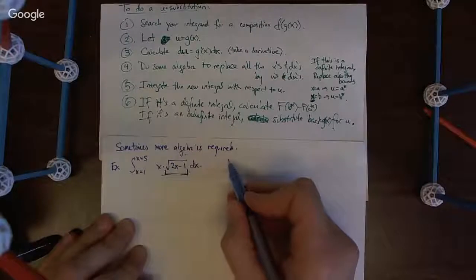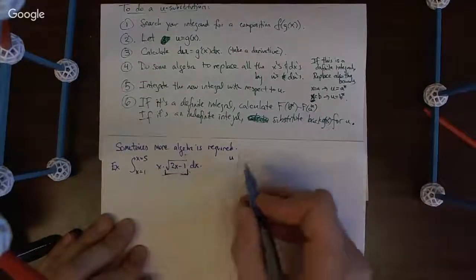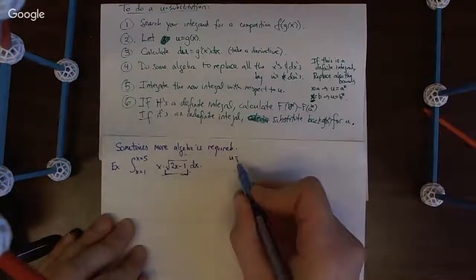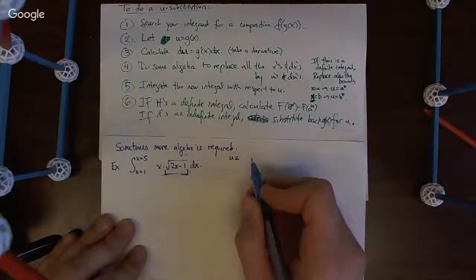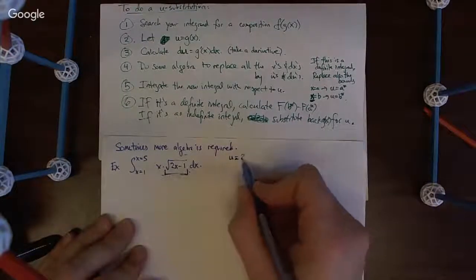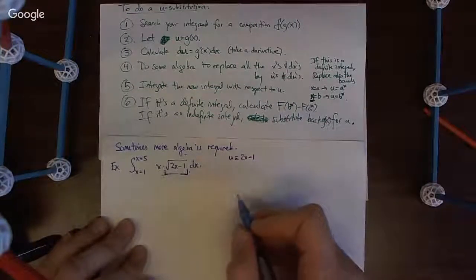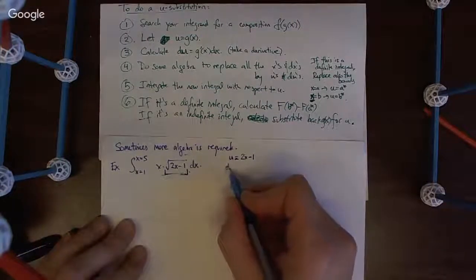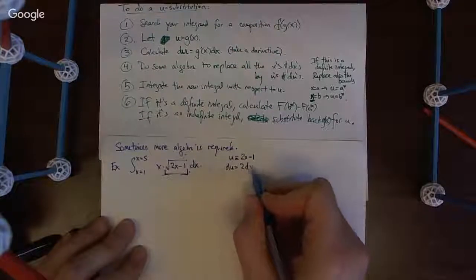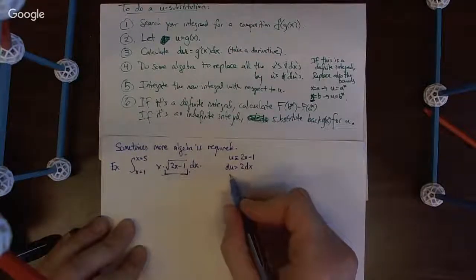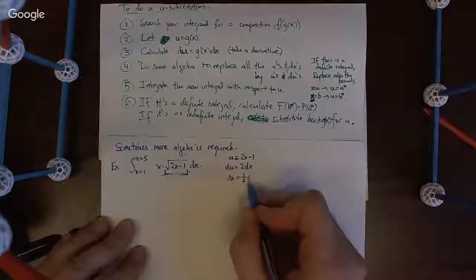So all this time you're going to be searching for where the composition is. Well, we have to figure out where the composition is and then follow our nose. So we're going to let u be equal to 2x minus 1, and then du is equal to 2 dx. So that means that dx is equal to 1/2 du.